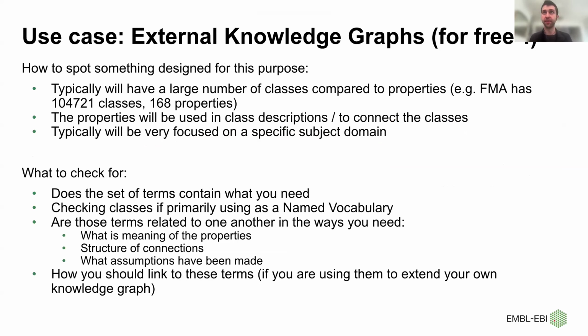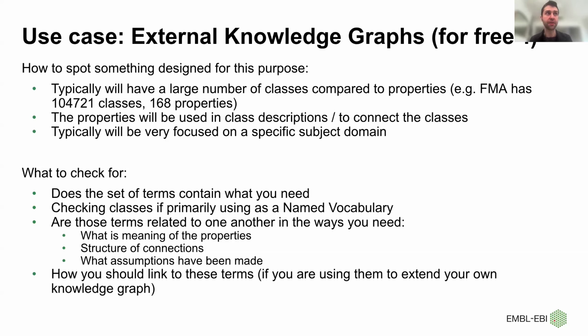So how to spot something designed for this purpose? These ontologies typically have a very large number of classes compared to properties. FMA has about 100,000 classes, but only 168 properties. This is because while they use properties in the descriptions of classes, there are typically much fewer kinds of descriptions than there are things that need to be described.